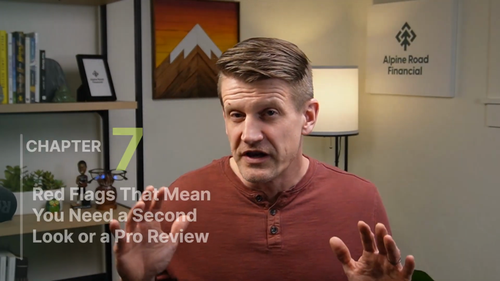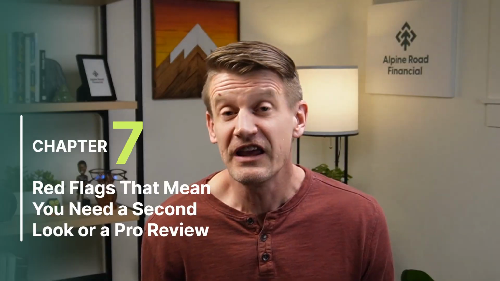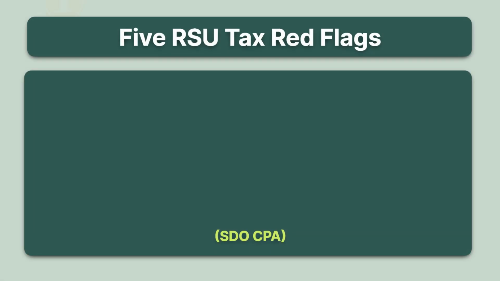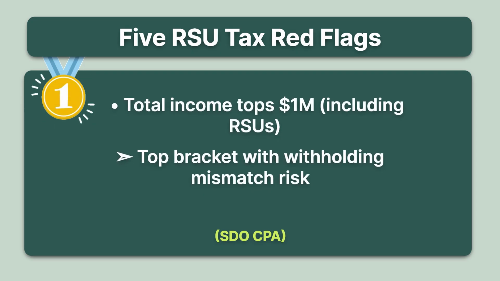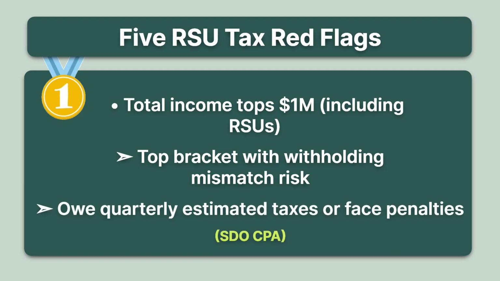All right, you can absolutely file your own return if your situation is straightforward. But there are red flags that mean you should get a second set of eyes or hire a CPA who specializes in equity compensation. First, if your total income, including RSU vesting, pushes you over $1 million, you are now in the top federal bracket and likely facing supplemental withholdings that do not match your actual liability. You'll owe quarterly estimates or face penalties.